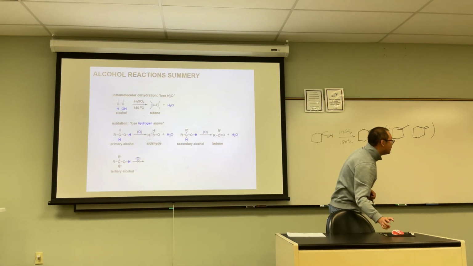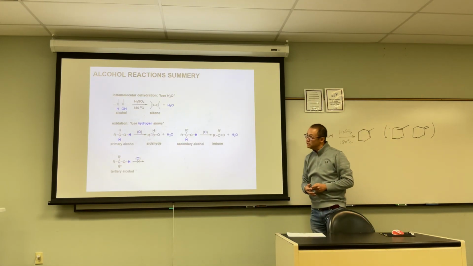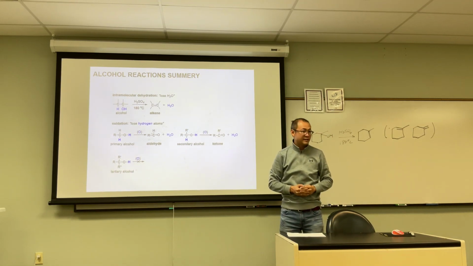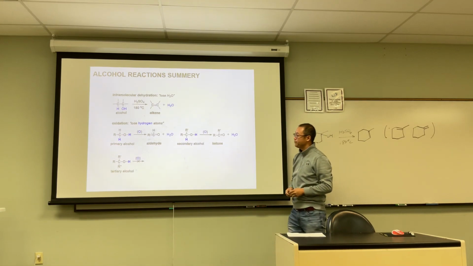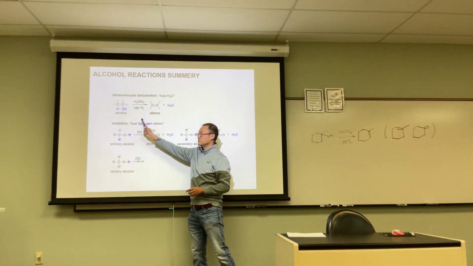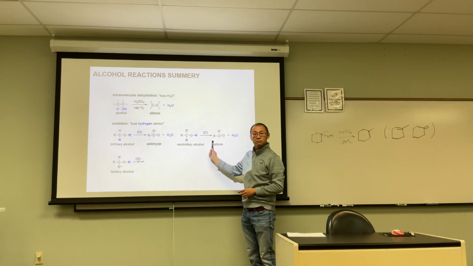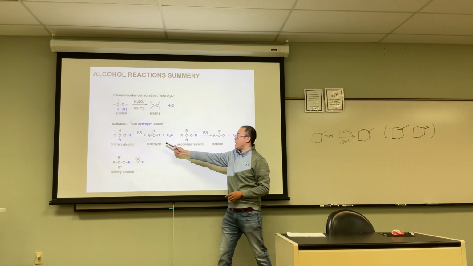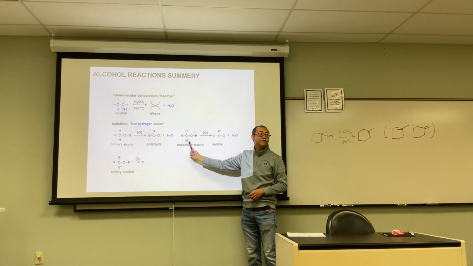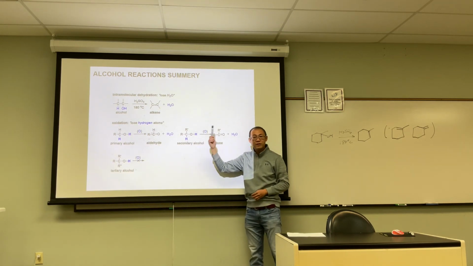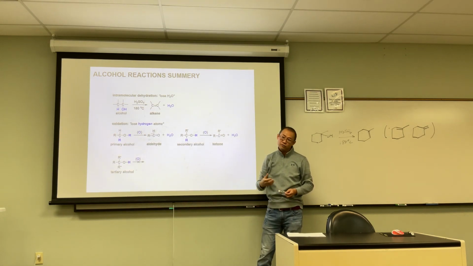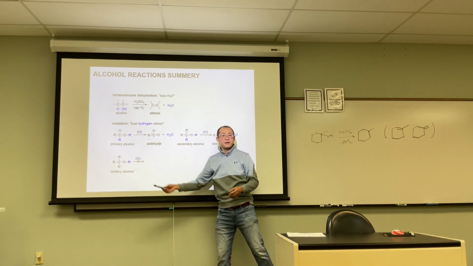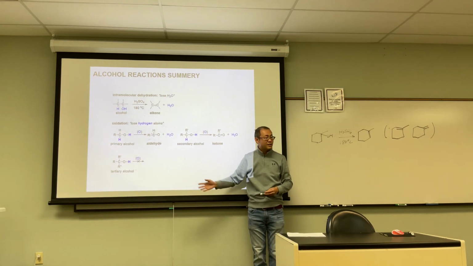Here is the summary of all the alcohol reactions. Dehydration, oxidation. Oxidation, of course, can be from primary or secondary. I labeled the one hydrogen you remove in blue, to help you further visualize this process. And then a tertiary alcohol cannot be oxidized. Okay, these are the reactions for alcohol.